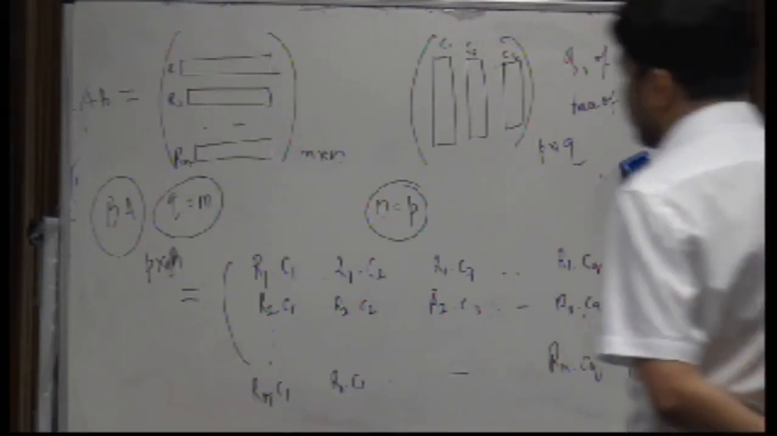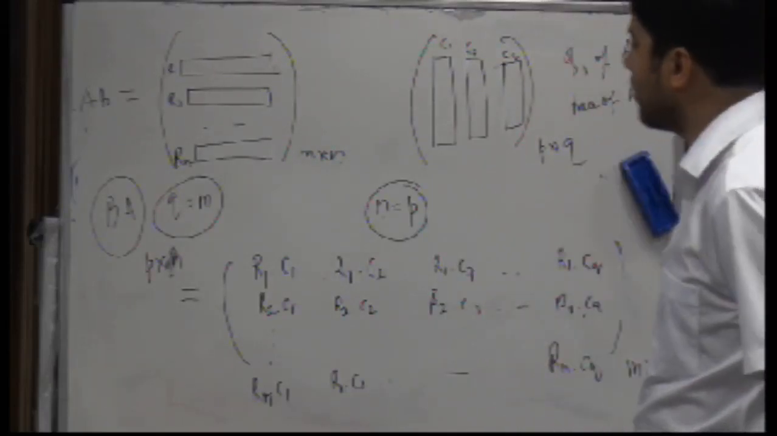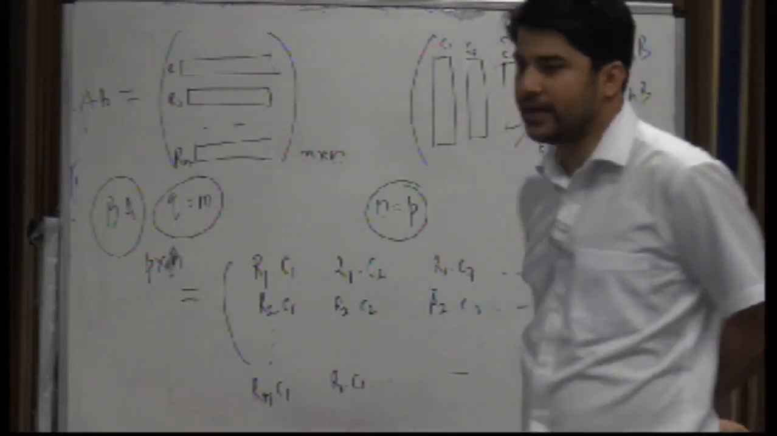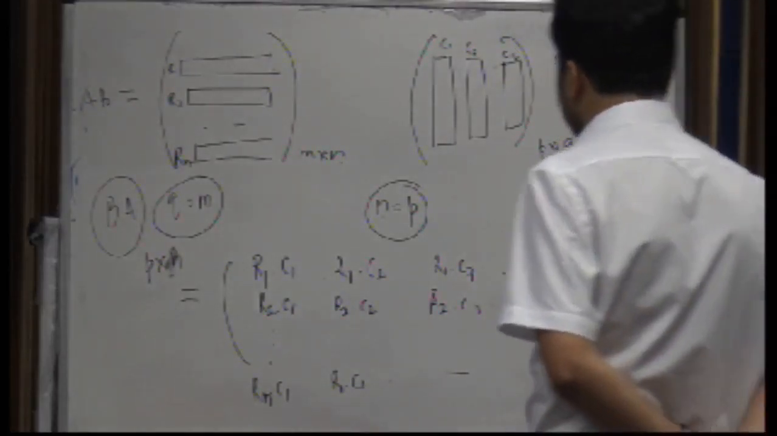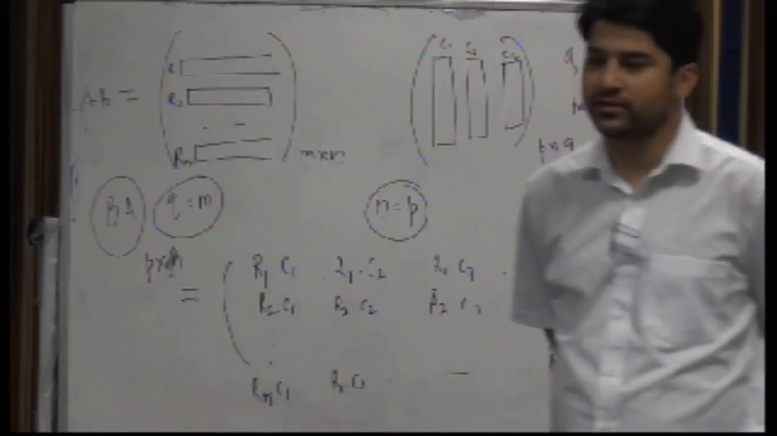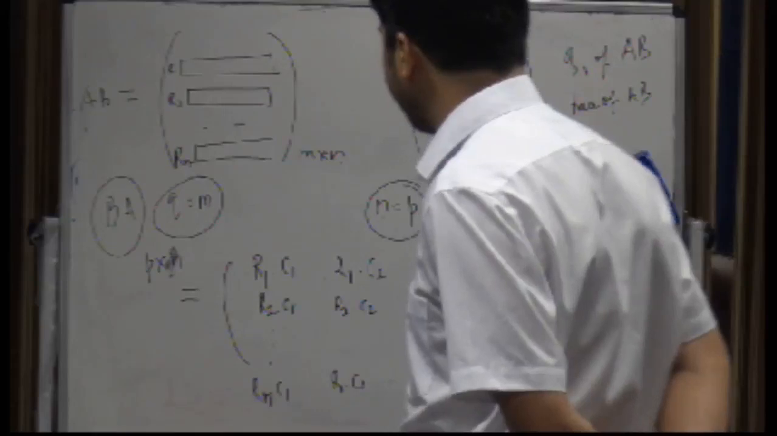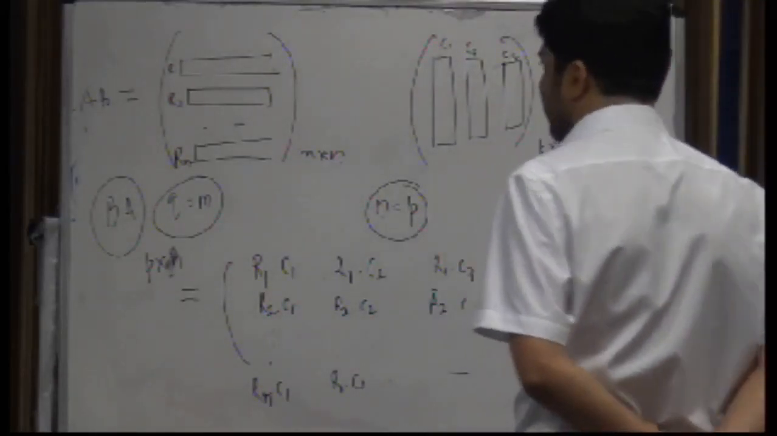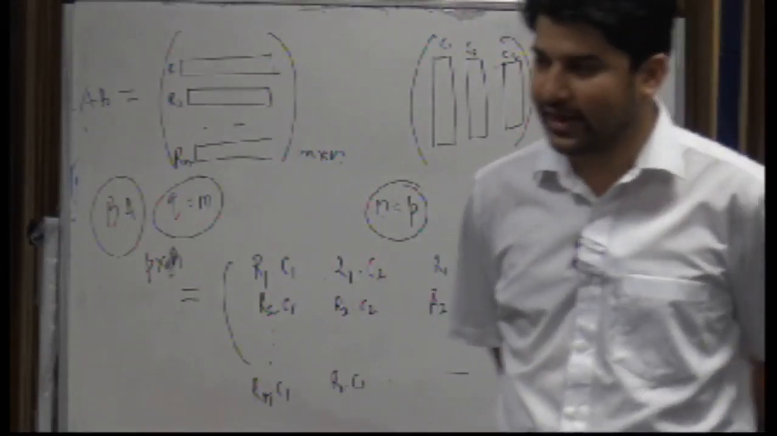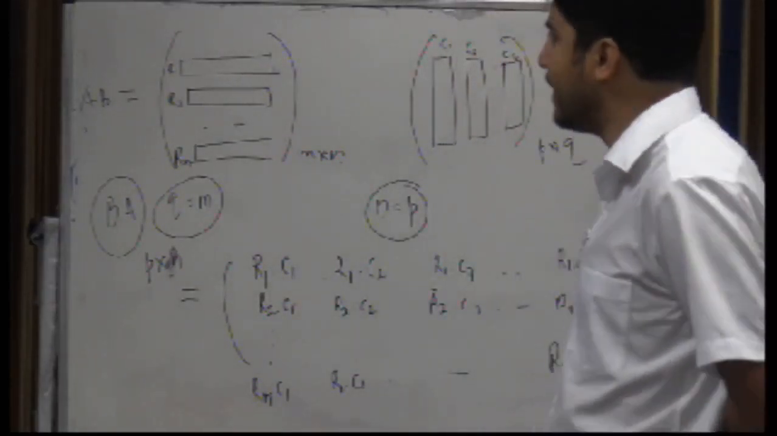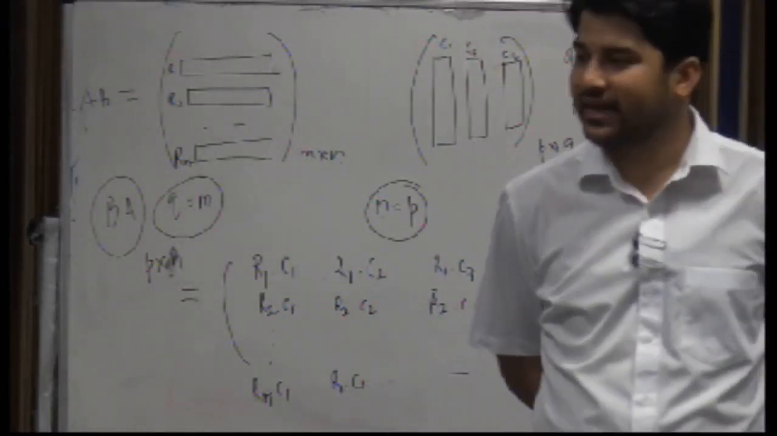Write Case 1. If AB exists, then there can be two cases: BA exists or BA does not exist. First of all, AB must exist, only then will we talk. Either AB or BA must exist. So if AB exists, two cases emerge: BA either exists or it does not.